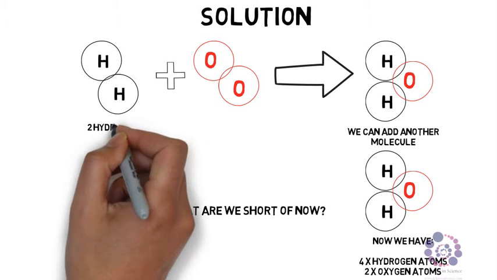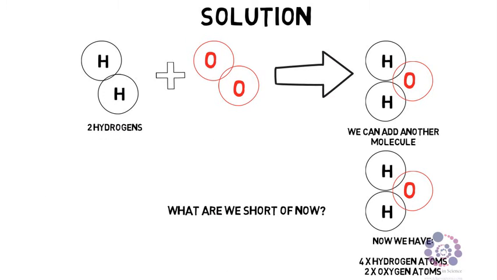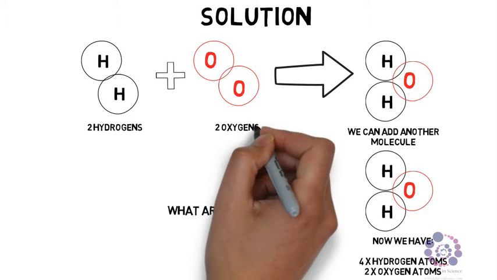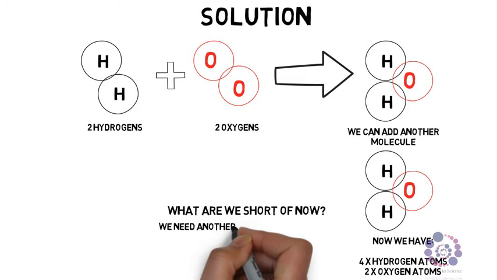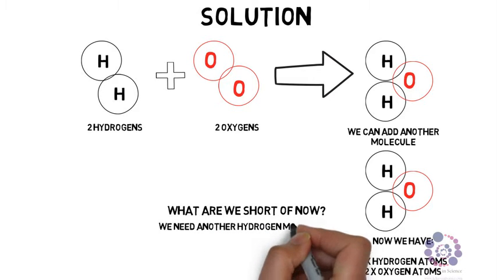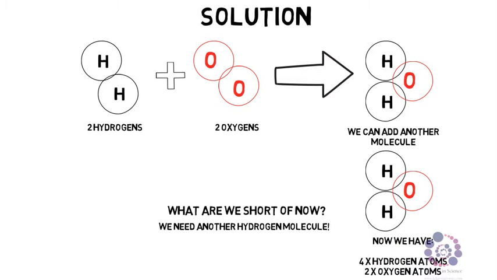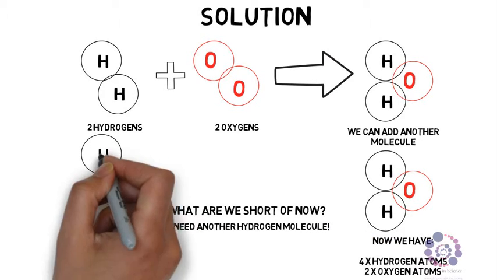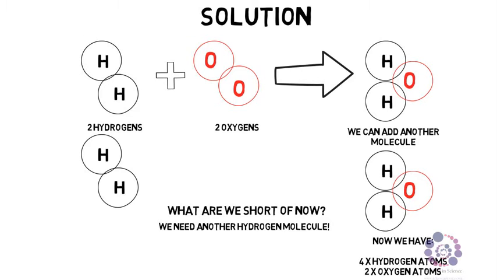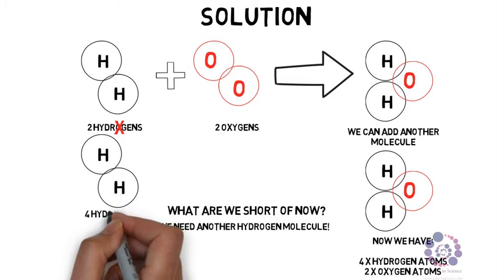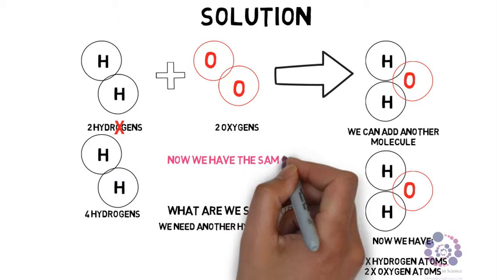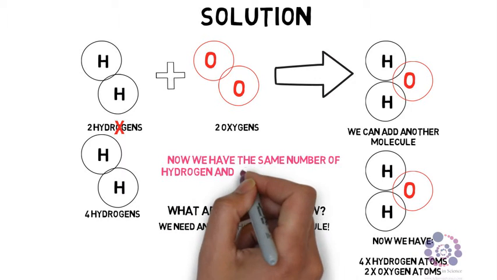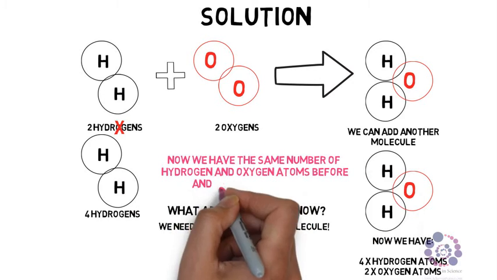Well, before we had two hydrogens and two oxygens. So therefore we are now short of hydrogen, by two hydrogen atoms. So simply now we can draw another hydrogen molecule. Again, because it's diatomic, it's H2. And now we can count up all of these hydrogen atoms and work out that there are four hydrogen atoms instead of two. Now we have the same number of hydrogen and oxygen atoms before and after the reaction.